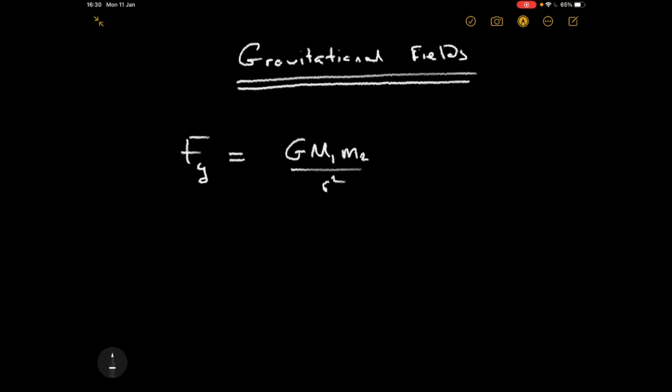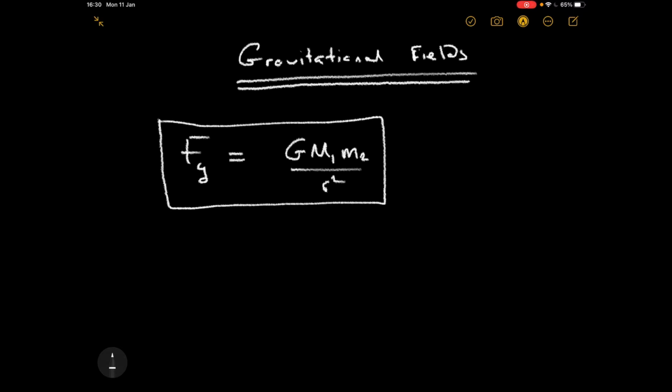Okay everyone, so today we're going to talk about gravitational fields, but first a slight admission of something I got a little bit wrong, which is when I wrote that Newton's law of gravity is this equation here. What I missed out on was the direction, and that direction has to be shown by there being a minus sign here.